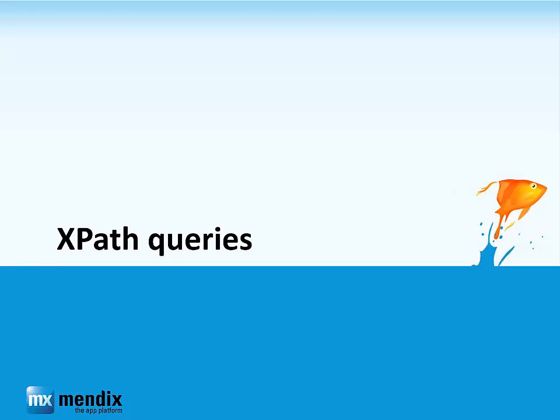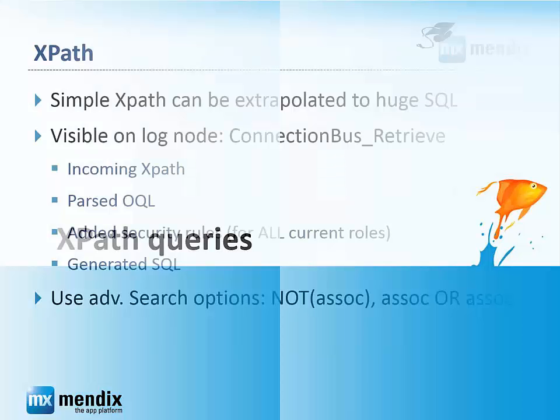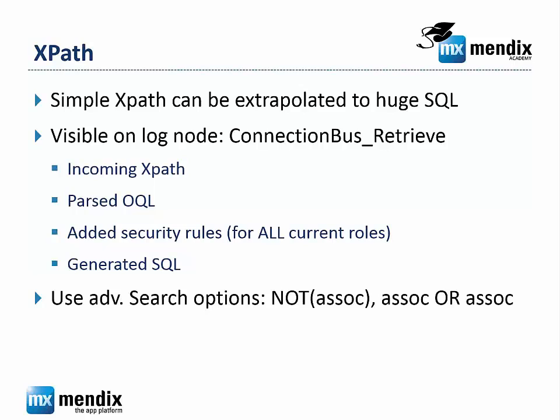Now let's go on into my favorite topic, which is simple XPath constraints. So simple XPath constraints can be extrapolated to very huge and large SQL queries. And if you remember before, you had an XPath constraint with a schema around it, which converts into an OQL, and then from an OQL it turns into a SQL query. An XPath constraint that might look very simple can be translated into a very, very complex and huge SQL query.